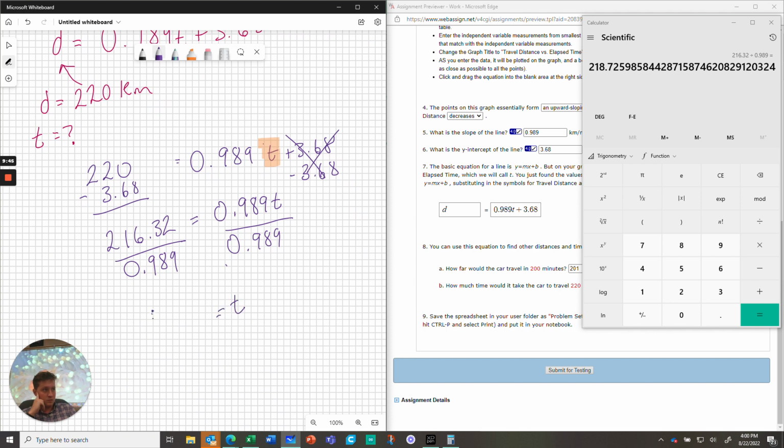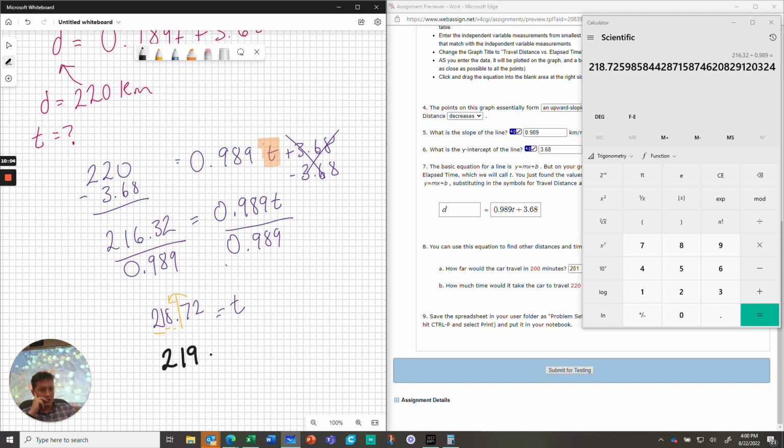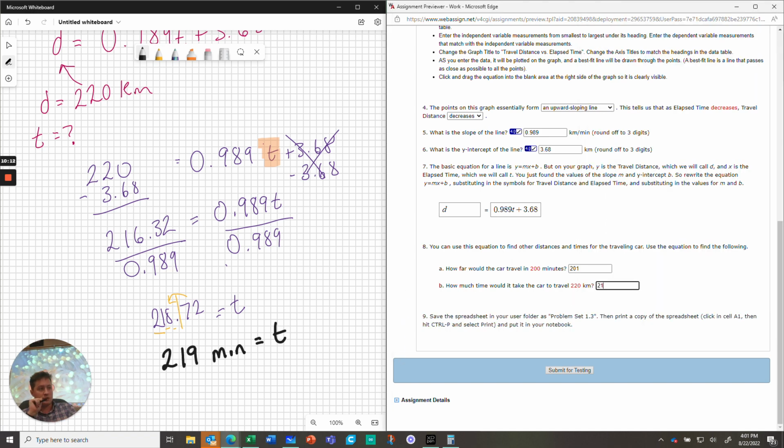Rounding with my sig figs, we have 3 sig figs, so I've got to cut this off and round up. So that will leave me with 219 minutes is equal to time. So here, put 219. Oh, I didn't put units. Oh my goodness. There we go. Boom.